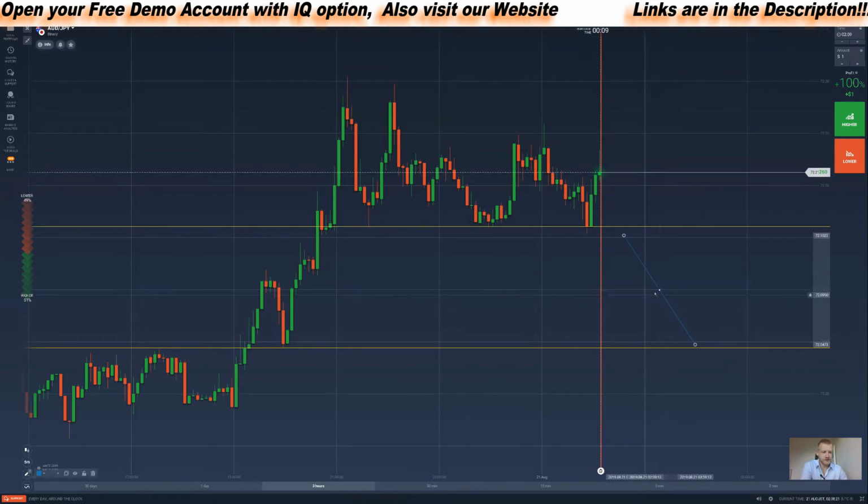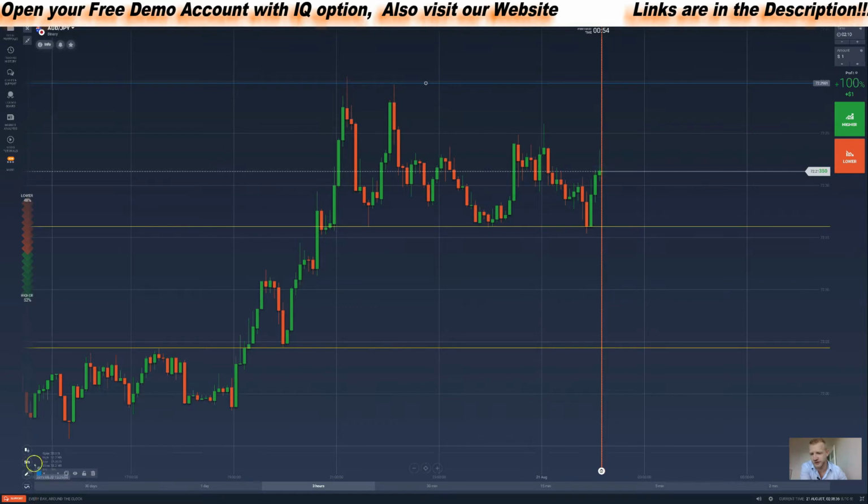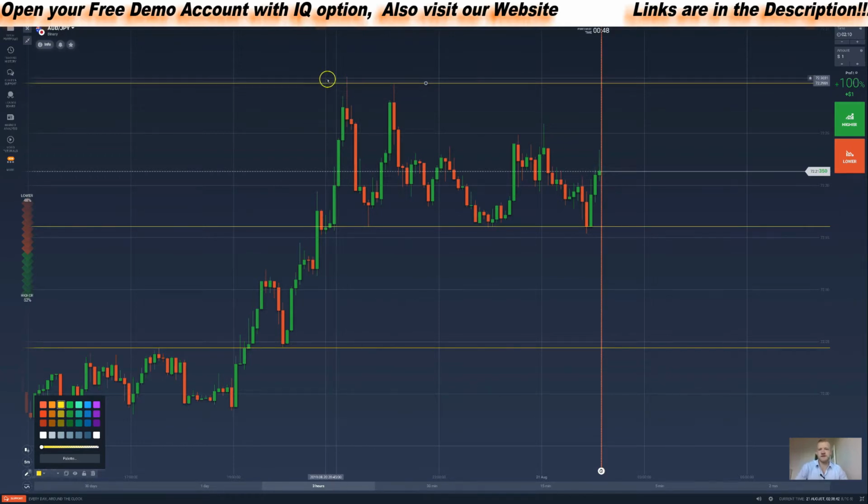We'll remove that line for a second. Trend line. Same here on the upper channel. You can see here it tested the level, and then here it made a double top. We call that a double top. So it tested the same level.